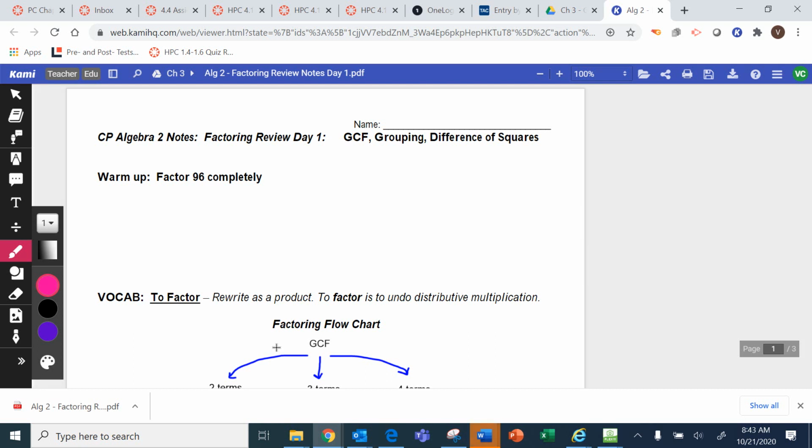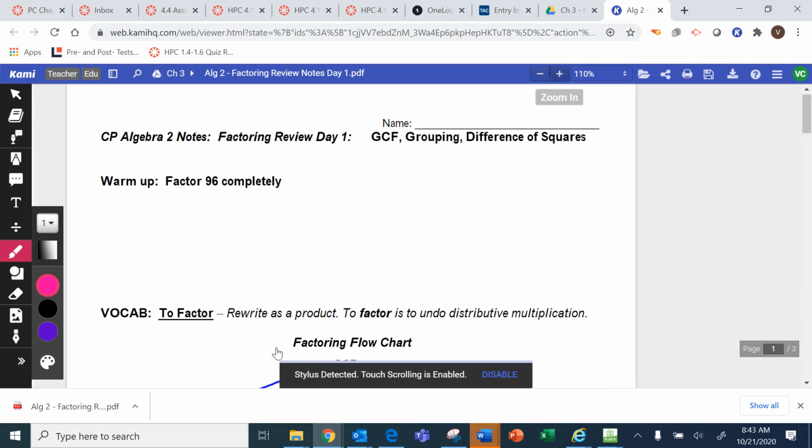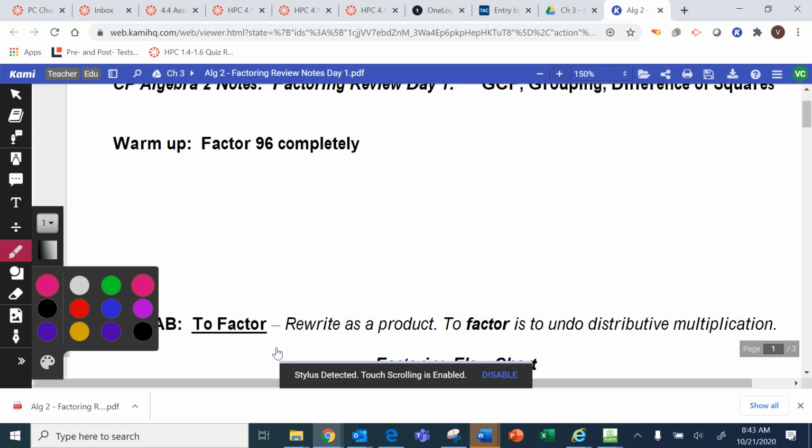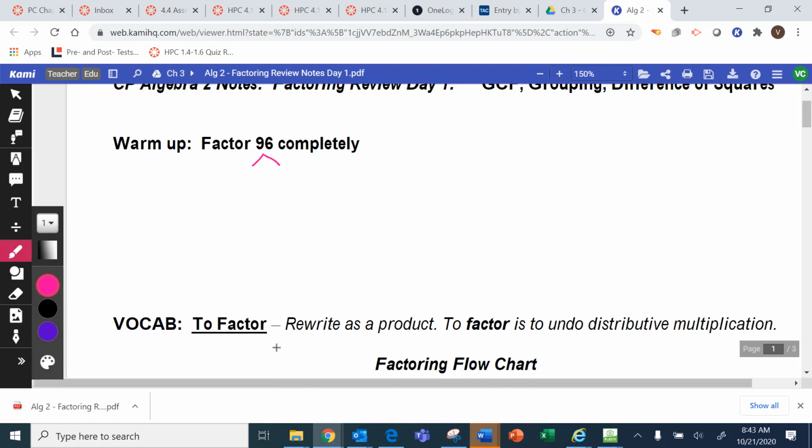Okay, the directions are factor completely. When you factor something, you don't just divide by a specific number. You figure out what you can divide by. Can somebody yell out a number that goes into 96? 4. I was thinking an even easier number. 2. 1 goes into everything, so we're not going to use 1.